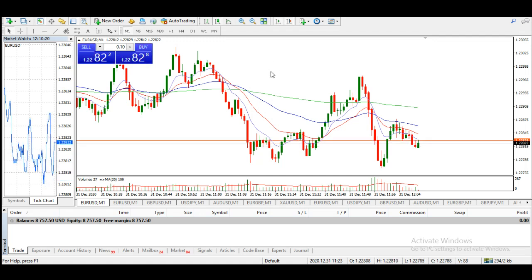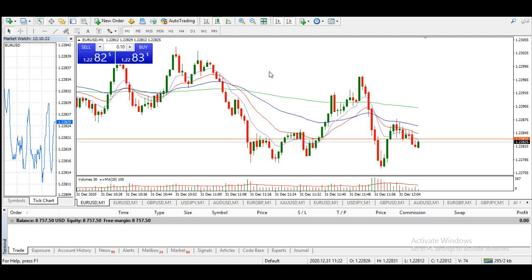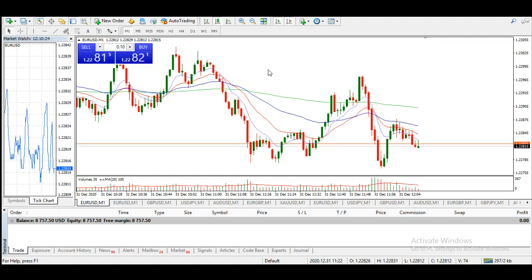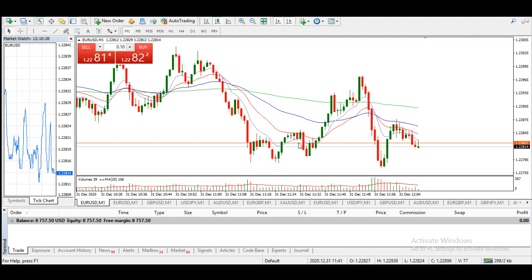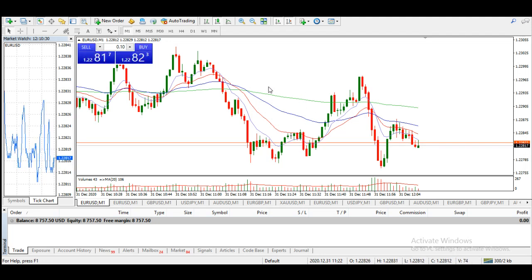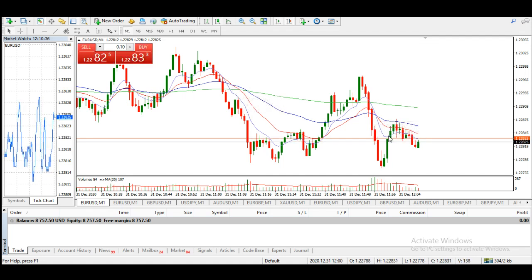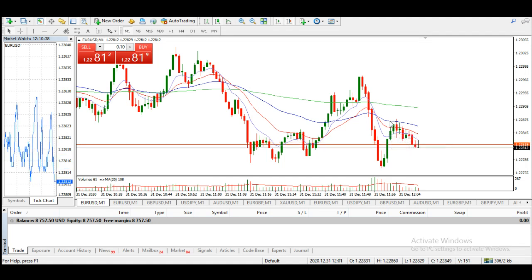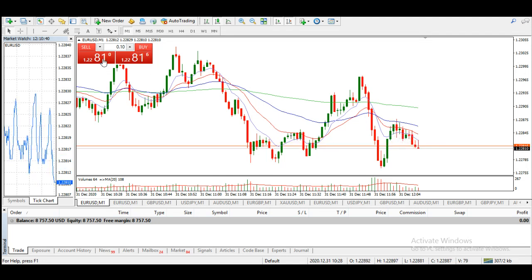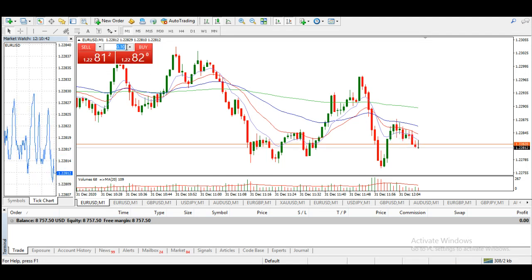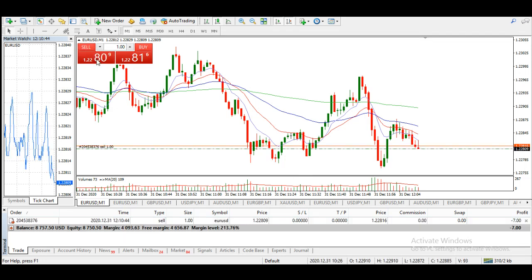So here we are on EUR/USD on the 1 minute time frame, and I'm trading from a small account, so I will be showing you how to make big profits from a small account. As usual, we have EMA 9, 20, 50 and 200. Okay, and now I will start by selling. It's a great selling opportunity.